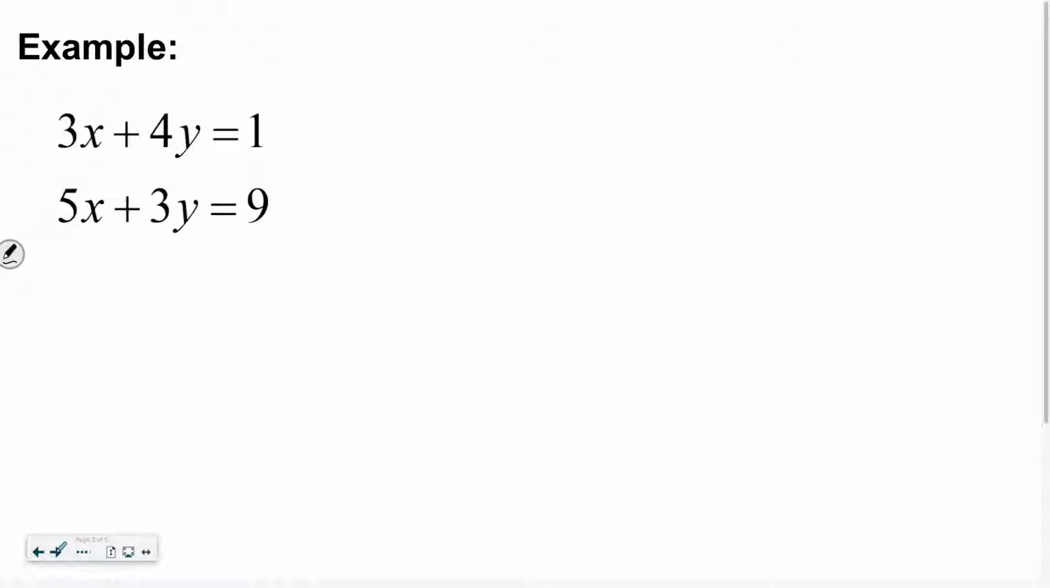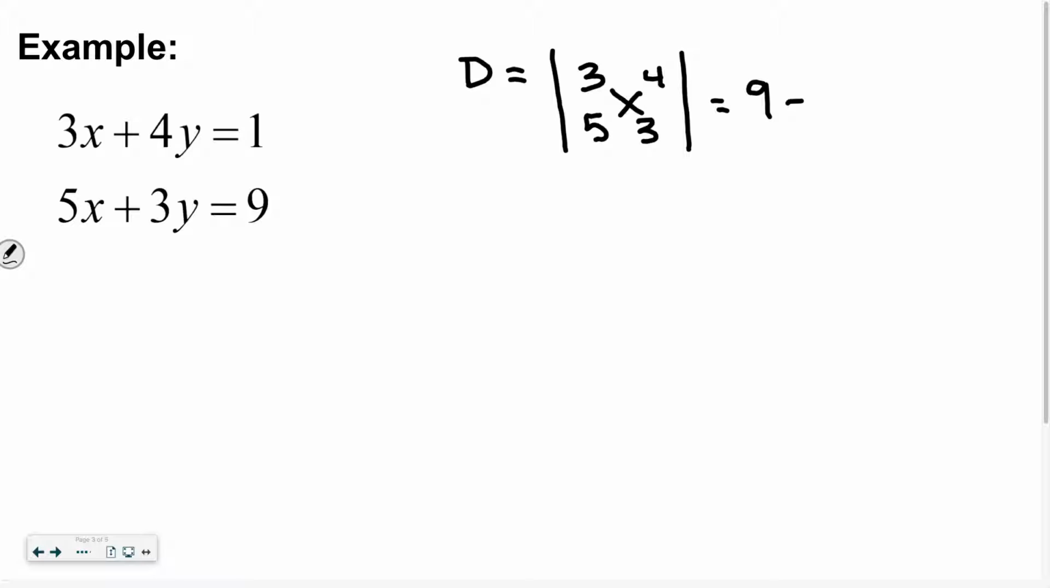If we want to solve by Cramer's rule, we're going to immediately need to know the determinant of our coefficient matrix. I always do that right at the very beginning of my problem, up here off to the side. D equals the determinant of, in this case, 3, 4, 5, 3. A 2 by 2 determinant is very easy. It's just the difference of the diagonals. So I'm going to get 9 minus 20, which is negative 11.